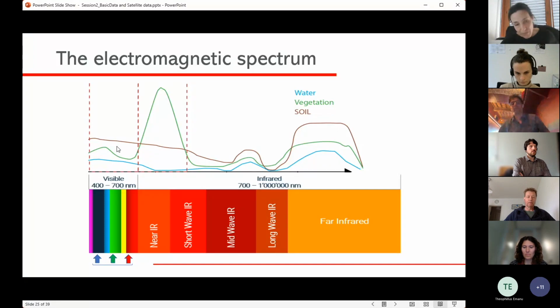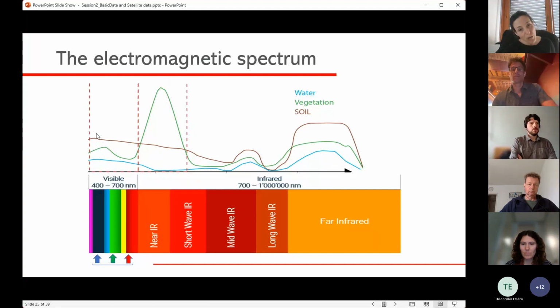In green, so we see it as green if it's healthy, but it has an even stronger output here in the near and a bit also in the shortwave infrared. And we will get to that in the next slide as well. Then the brown line will be soil. It reflects green, blue, and red almost equally. And our eyes naturally make a mix, and that's why we perceive it as brown.